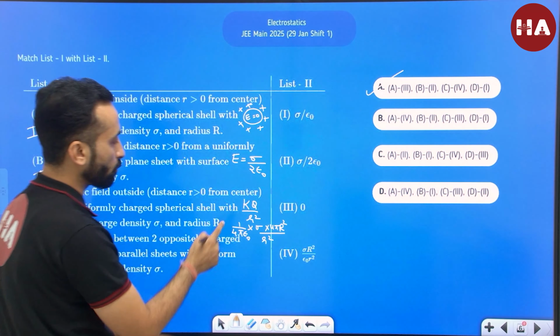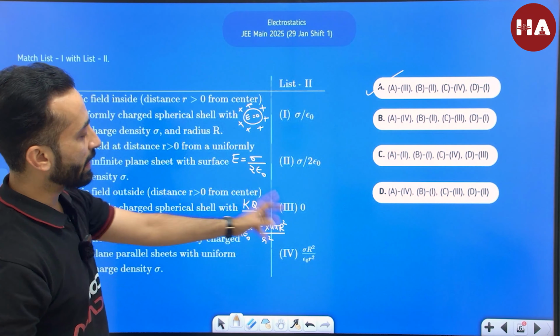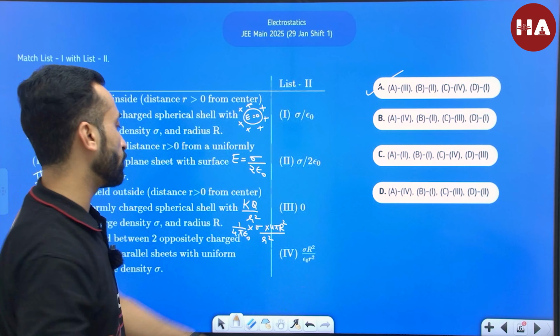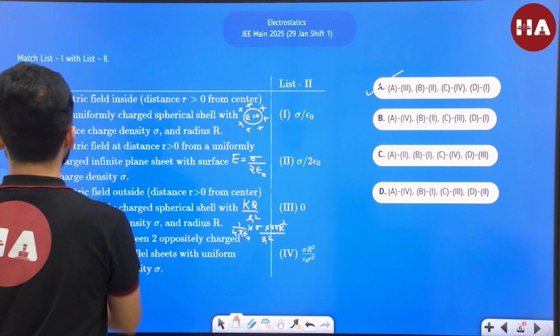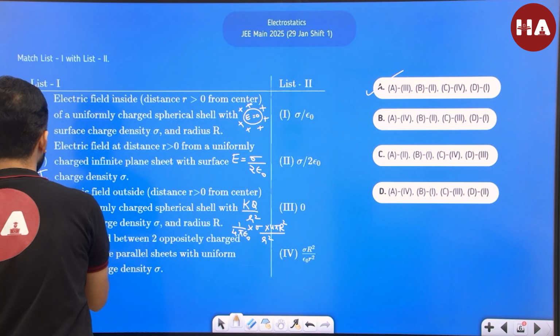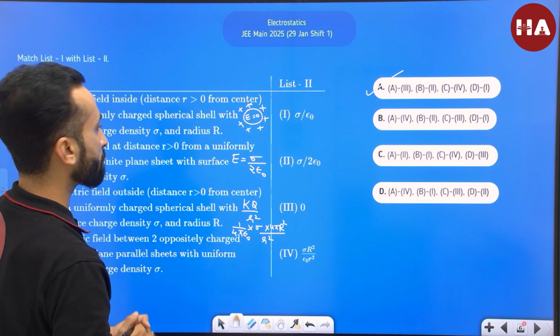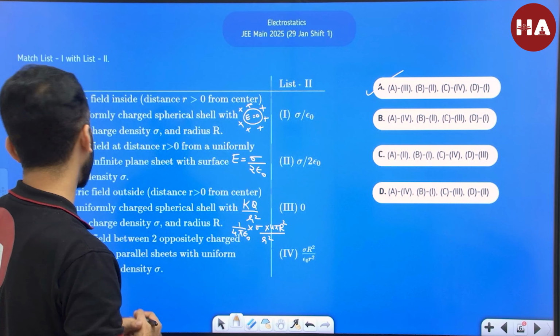So this 4 pi term will cancel out, and this will become sigma r square over epsilon naught r square. So the correct answer is going to be option 4, my dear students. Right, so C matches with 4, which is in option A.